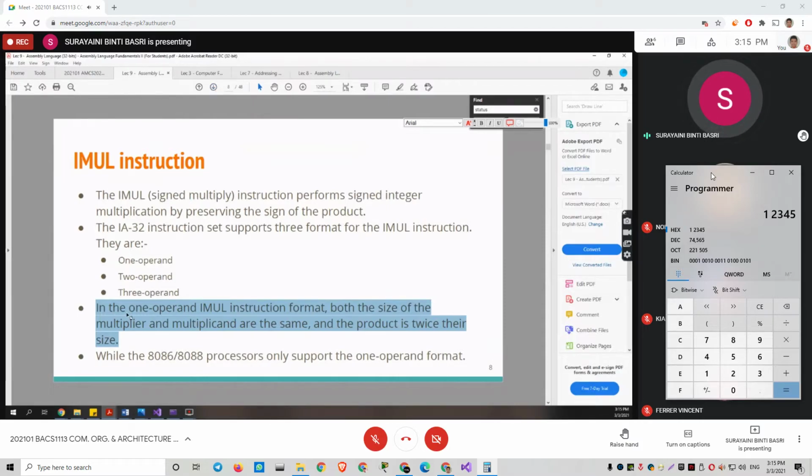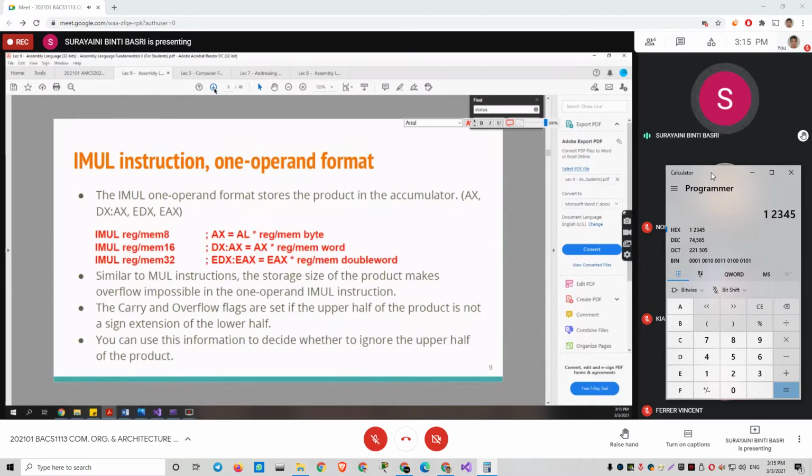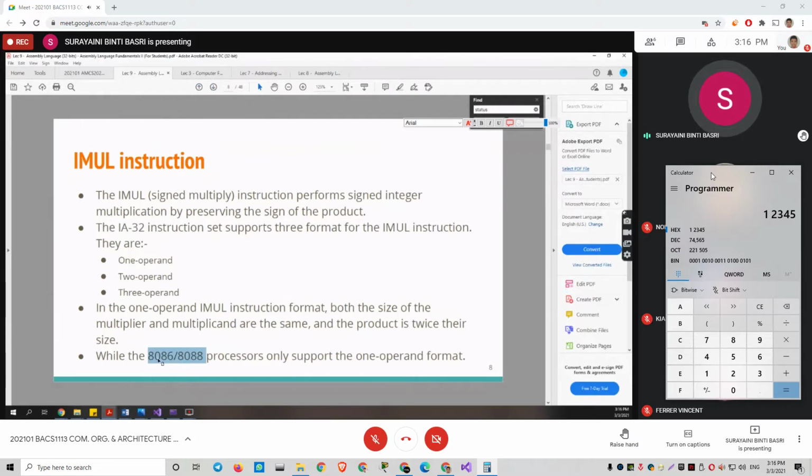So for the two and three operand, it can be operated by processors other than this, like what we use now. We use better processors. So x86 is the basic processor and x88. So that's why it can only operate up until one operand only.